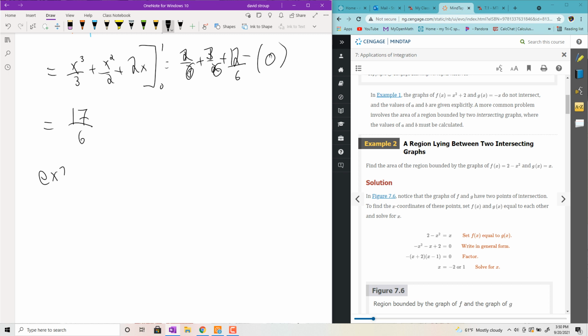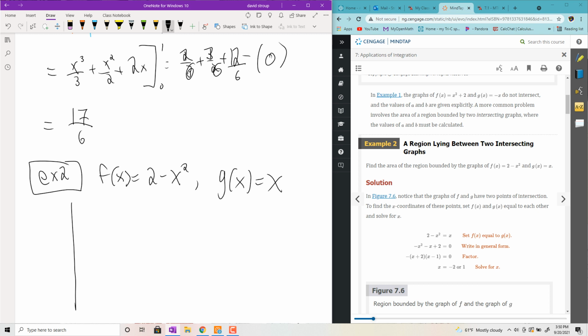So let's look at example 2 then, and we have some graphs. f of x equals 2 minus x squared, and then g of x equals x. I'm going to graph it and see what it looks like. So the graph of x squared is this. The graph of negative x squared just rotates it about the x-axis. And then adding 2 will shift it up 2 positions. Okay, so there it is.